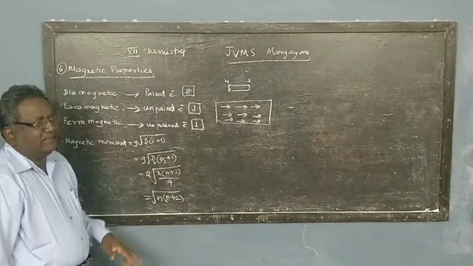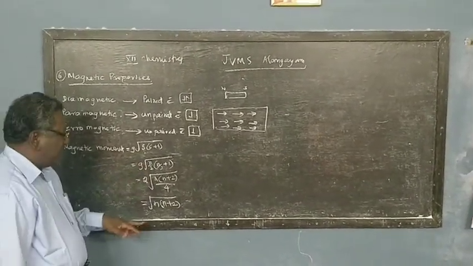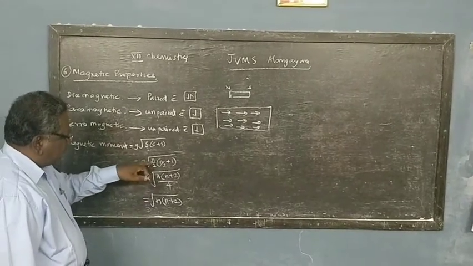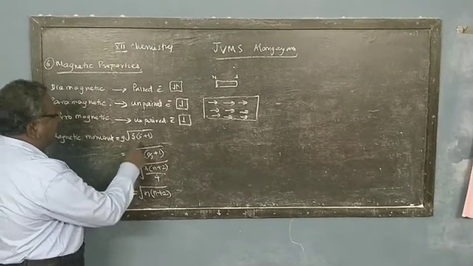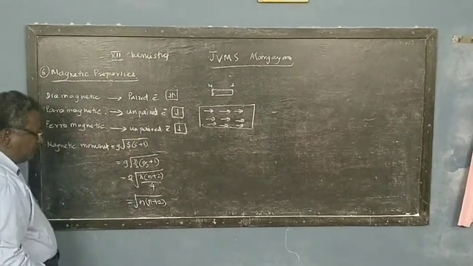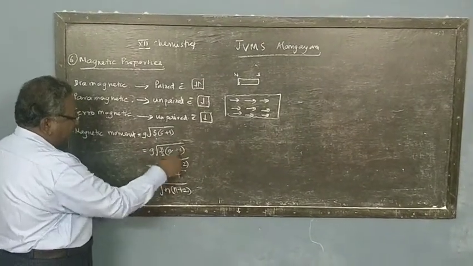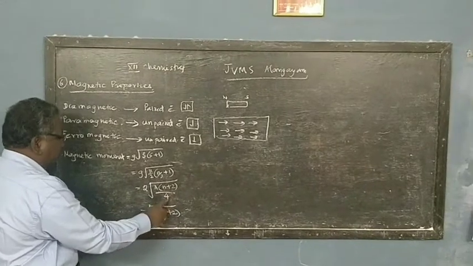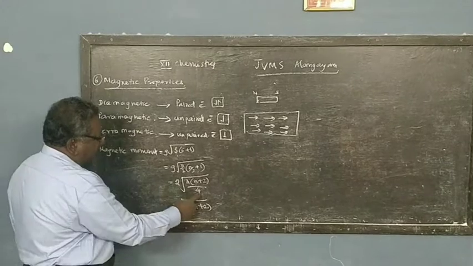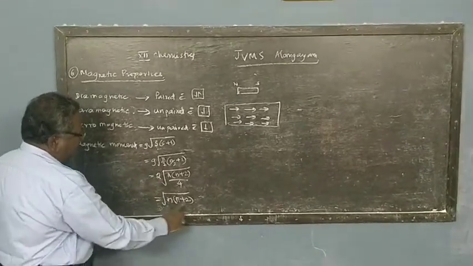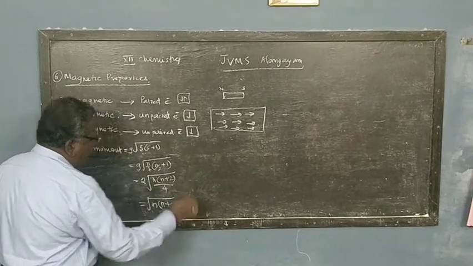The number of spin electrons in an orbit or shell will be taken into consideration, and the number divided by 2. The g value for an electron is calculated to be 2, so g becomes 2 for the electron, and we have this formula rearranged to root of n into n plus 2. If this 2 goes inside the root, it will become 4. Therefore 4 gets cancelled and it becomes root of n into n plus 2, and the unit is Bohr magneton.